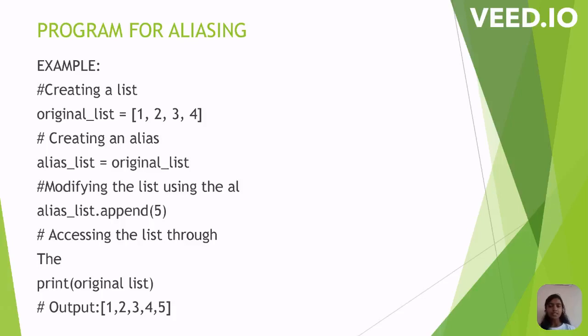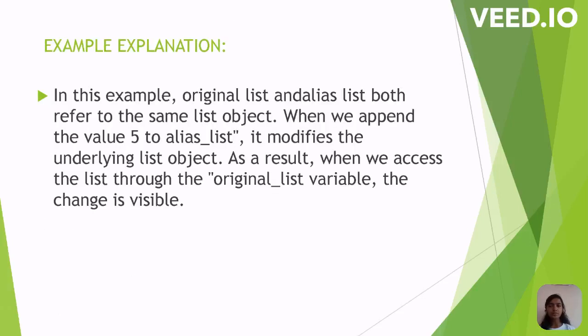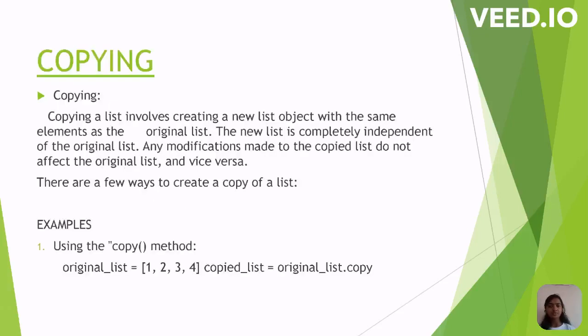Here is an explanation for this program. In this example, original_list and alias_list both refer to the same list object. When we append the value 5 to alias_list, it modifies the underlying list object. As a result, when we access the list through the original_list variable, the changes are visible.